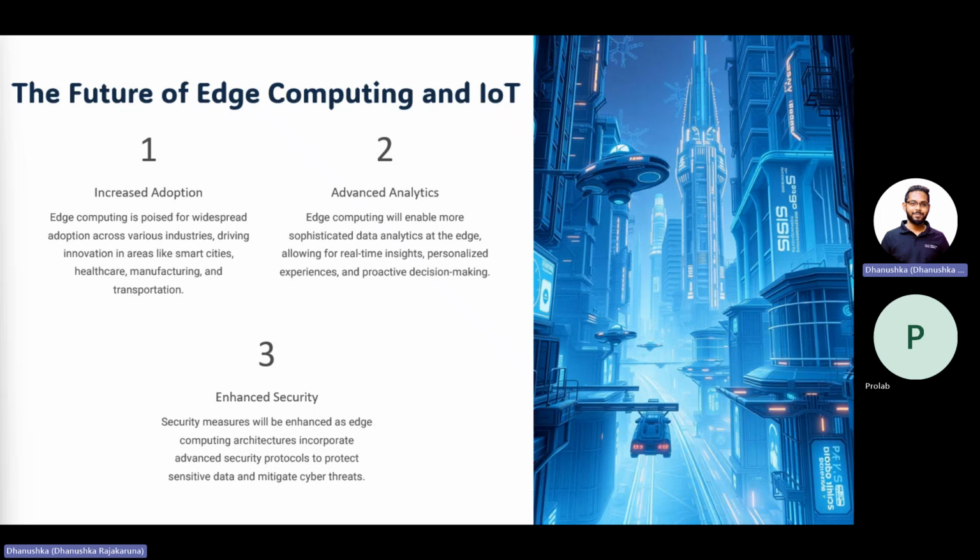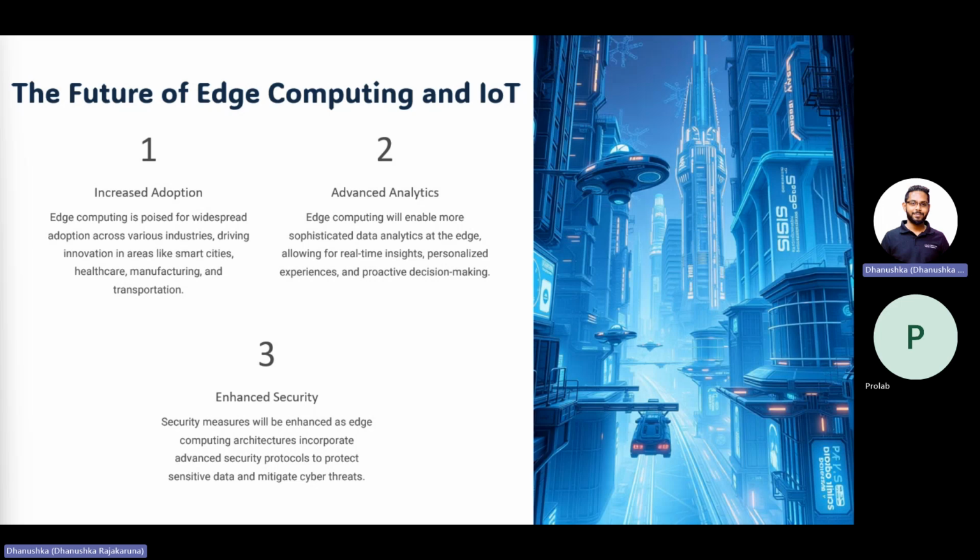So challenges ahead: while the future of edge computing and IoT is promising, there are challenges that need to be addressed, like scalability. Managing billions of devices and edge nodes will require innovative architecture and resource management solutions. Then the security risk: the distributed nature of edge computing increases the attack surface, requiring robust security mechanisms.